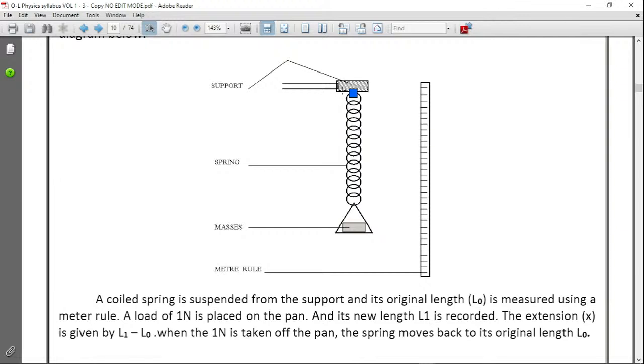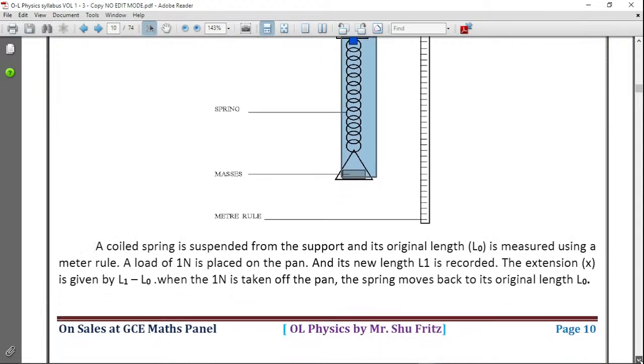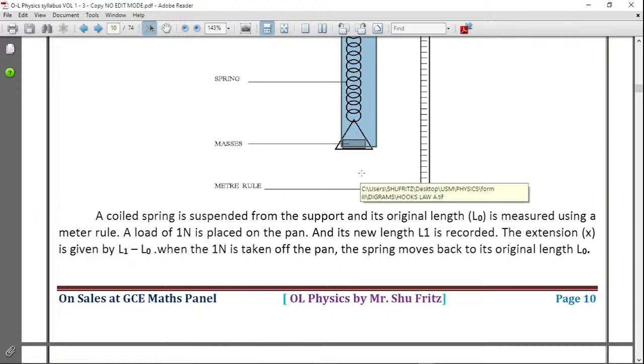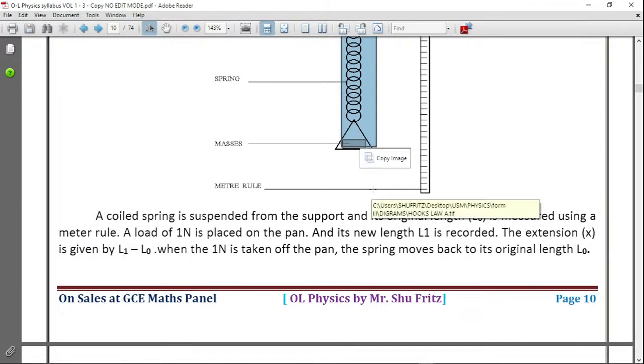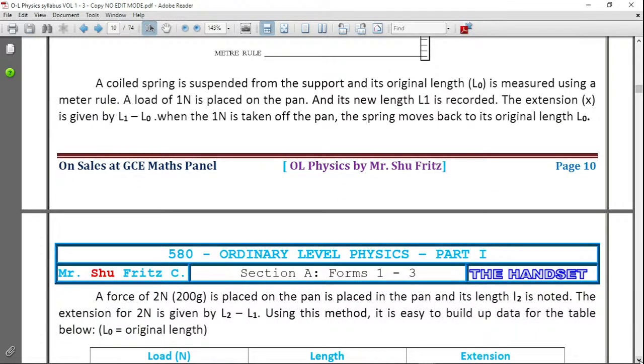Now for this spring, the unstretched length is called the original length, L0. So when the spring is not loaded, we talk about its original length. And we can get the extension by taking the new length minus the original length. For example, let me say that the original length was 1 meter when no load was on the pan. Now, when we put a load of 1 kilogram, it moves to 1.1 meter. So what has been the extension? The extension is 0.1 meter, which is 1.1 meter minus 1 meter. We will look at more of this in part 2.